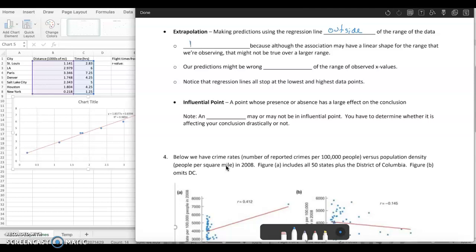This is dangerous because although the association may have a linear shape for that range that you're observing, that might not be true over a larger range. Your predictions may be wrong outside of the range of observed x values. And it says, notice that the regression lines all stop at the lowest and highest data points.